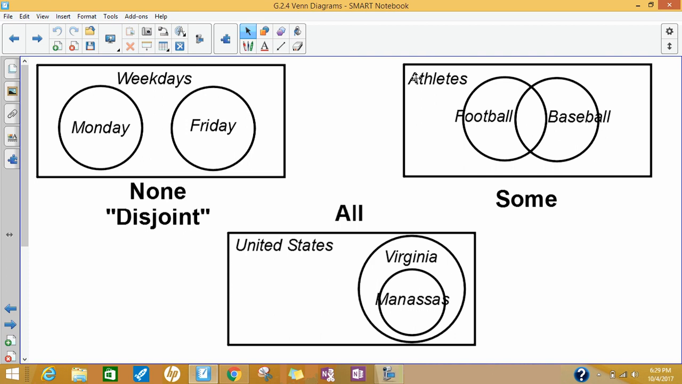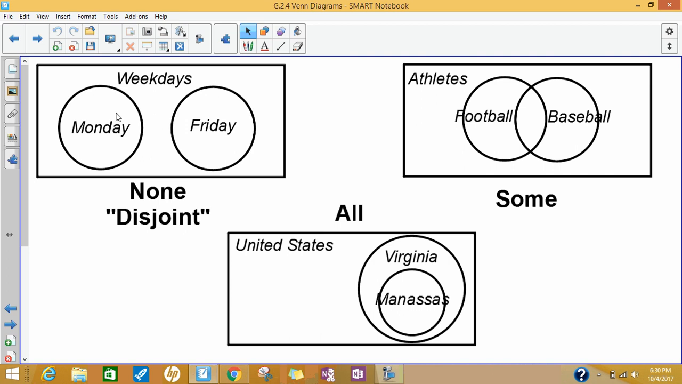So if you're in Manassas, you're also in Virginia, and then you are also in the United States. Up top here I have a box of athletes. I have one circle that represents football players, one circle that represents baseball players, and the word some is associated with this picture because when they overlap, that means that some football players are also baseball players, so that's possible.